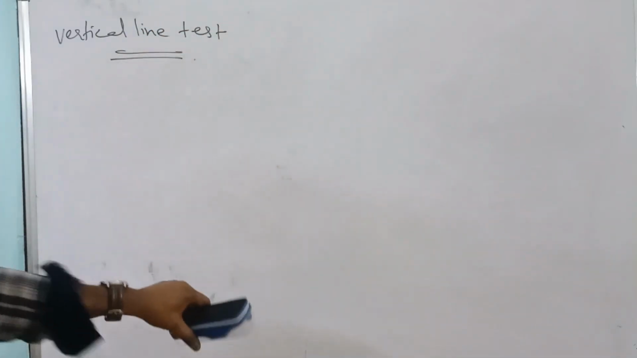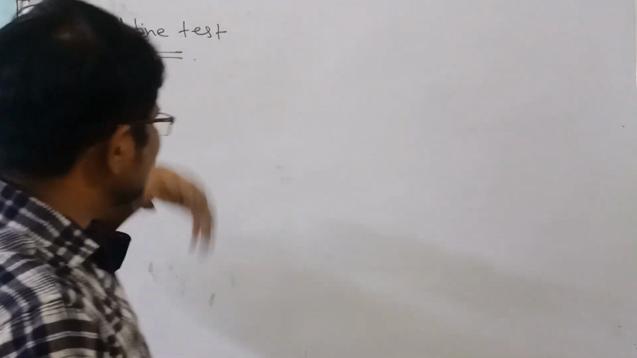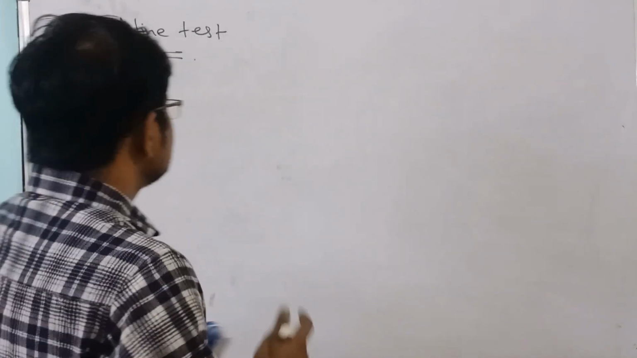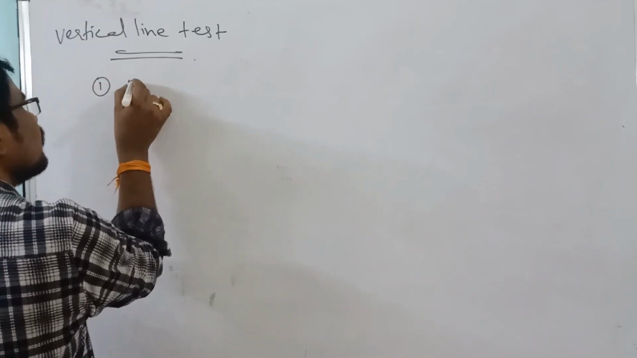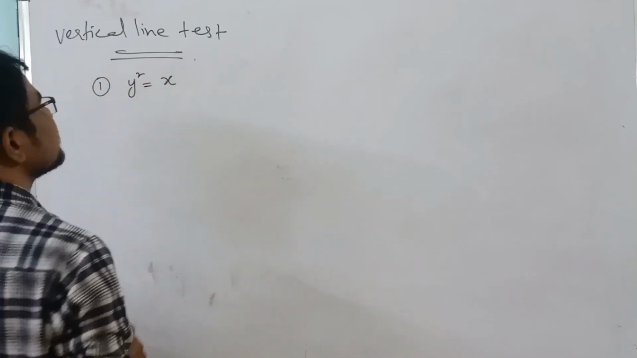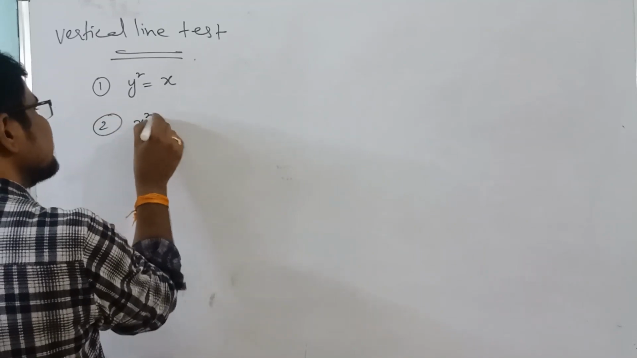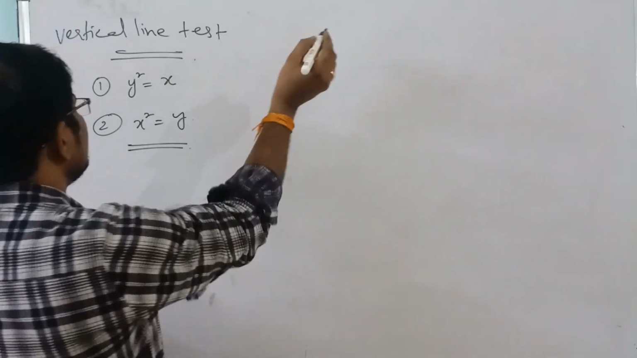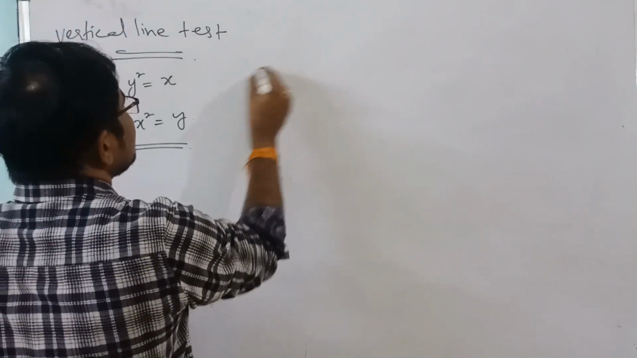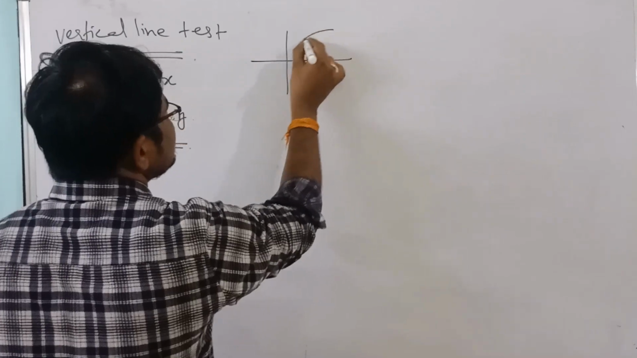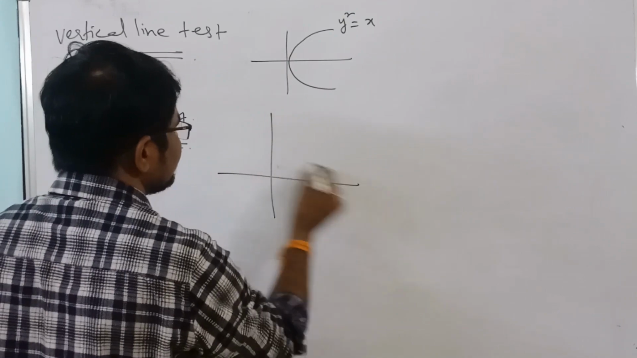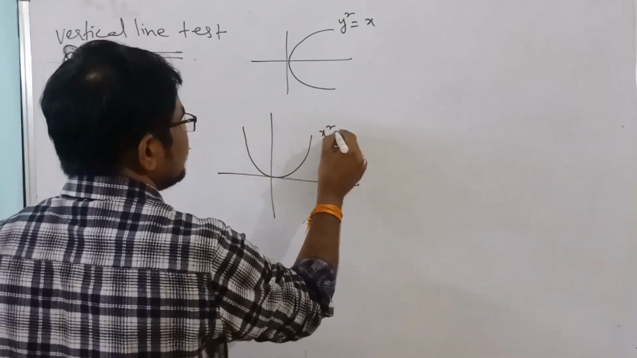Vertical line test. Vertical line test means by the graph how to identify whether the given relation is a function or not. See here, suppose I take one example, y square equal to x, and the second one is x square equal to y. Difference between these two. Suppose here, this is the graph of y square equal to x, and this is the graph of x square equal to y.